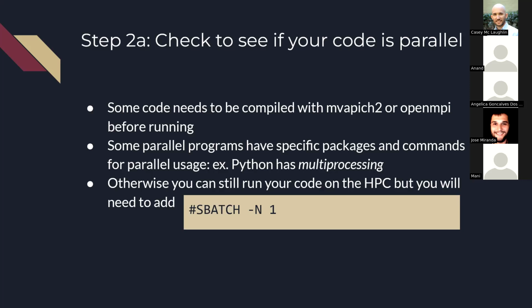If you know that it's already parallel, you can just set the number of cores with dash lowercase n. If you don't have anything like that, so if there are no specific parallel usage commands, or it's not compiled with either of those two for MPI, I would say add this to the preamble.